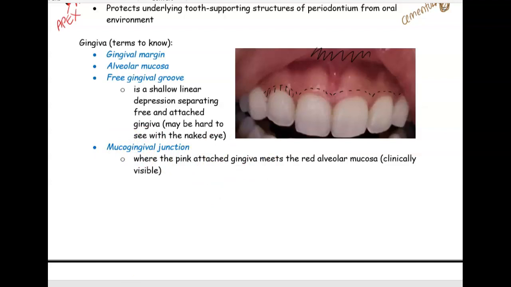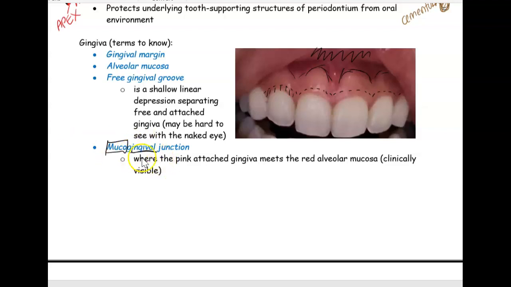Then we're going to look at the mucogingival junction, and this is very prominent in this picture over here. You see this line over here that's separating the light pink from the dark pink? That is your mucogingival junction. So remember, junction is where two areas meet. Okay, so junction is where two areas meet. So let's actually look at this. Where is this word coming from, and where is this word coming from?